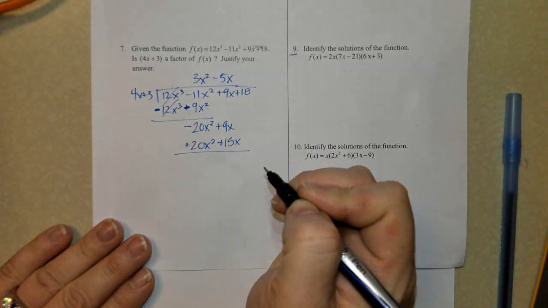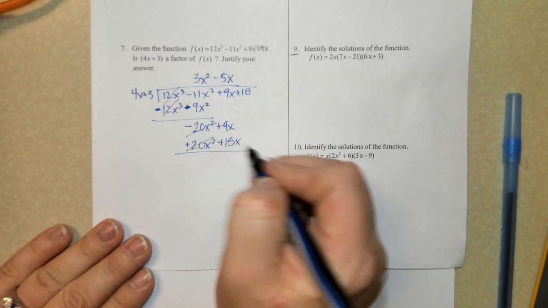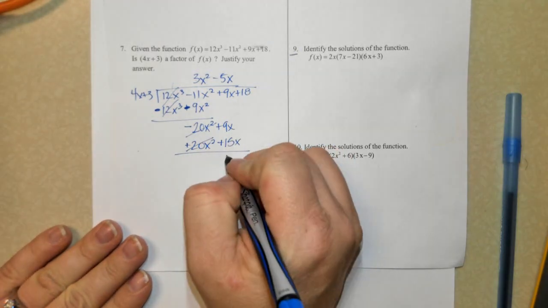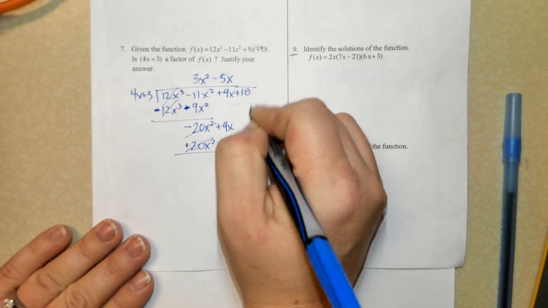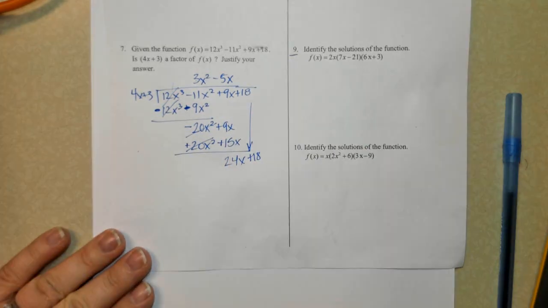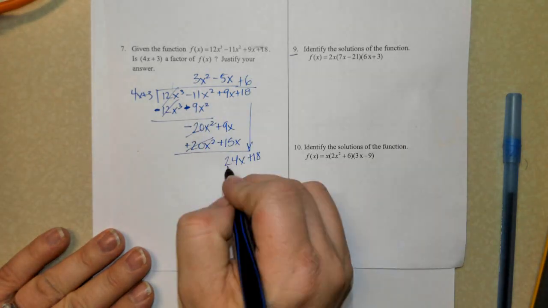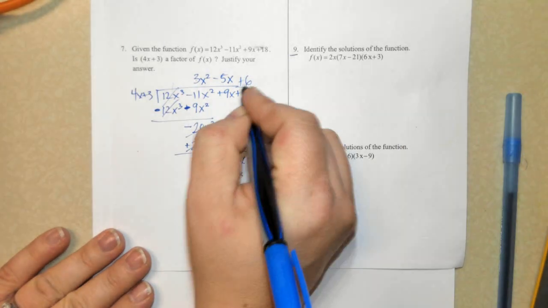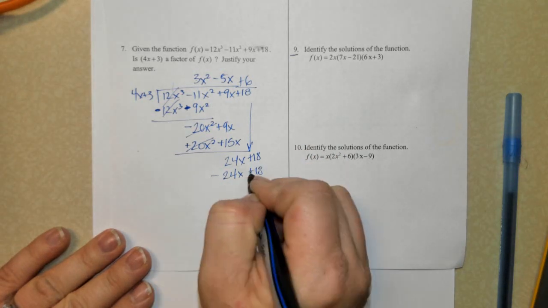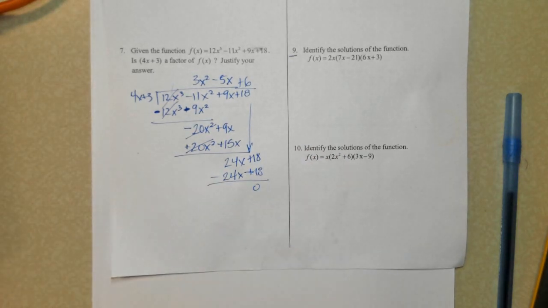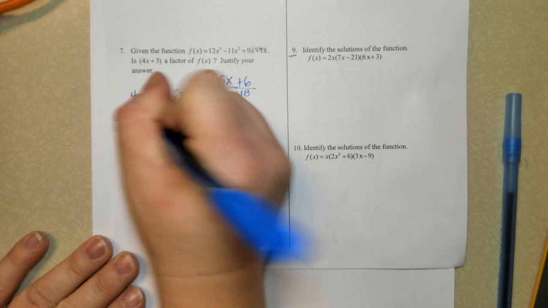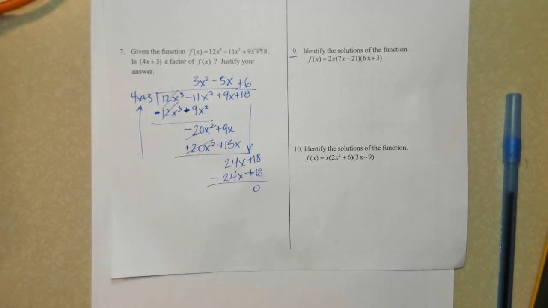Change and change. Combine. 9 and 15 is going to be 24x. Bring down the 18. 4 times 6 is 24. No x is needed. Distribute, change signs, and we end up with nothing. That tells us that this is a factor of this polynomial. This is a factor.